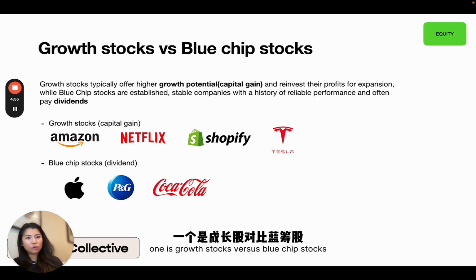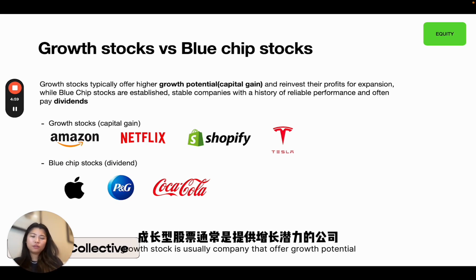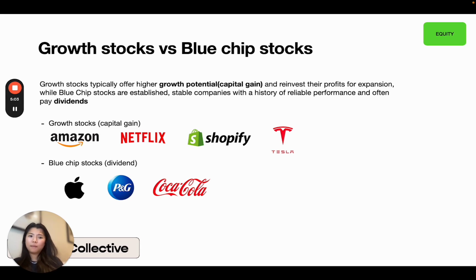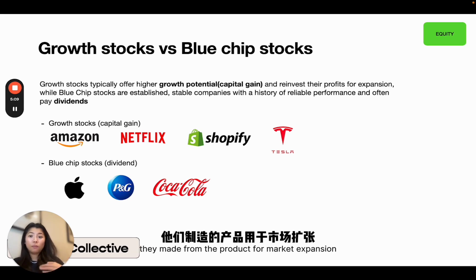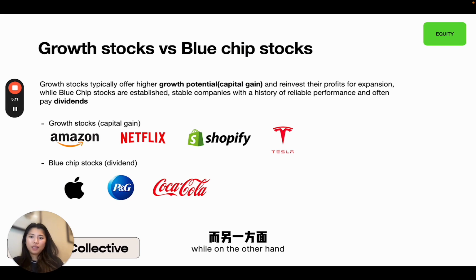One is growth stocks versus blue chip stocks. A growth stock is usually a company that offers growth potential, right? So you're looking for the capital gain. They usually take your investment and also the profit they made from the product for market expansion. While on the other hand, blue chip stocks are established, have been in the market for a long time. They have reliable performance and often they pay dividends.